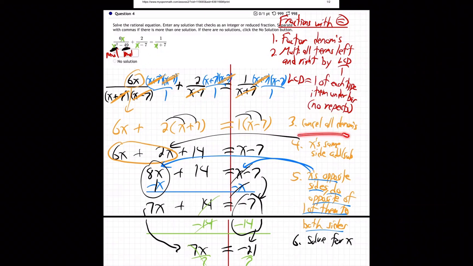And we just multiplied through, and the x is on the same side, add. X is on opposite sides, do the opposite of one of them to get rid of it. And then we just got x alone. And there we go.